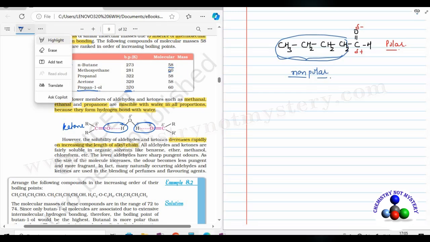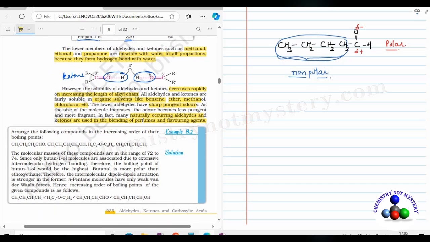Now let's read from the book. All aldehyde and ketones are fairly soluble in organic solvents like benzene, ether, methanol, chloroform, etc. The lower aldehydes have sharp pungent odor. As the size of molecule increases, the odor becomes less pungent and more fragrant. In fact, many naturally occurring aldehyde and ketones are used in blending of perfume and flavoring agents.